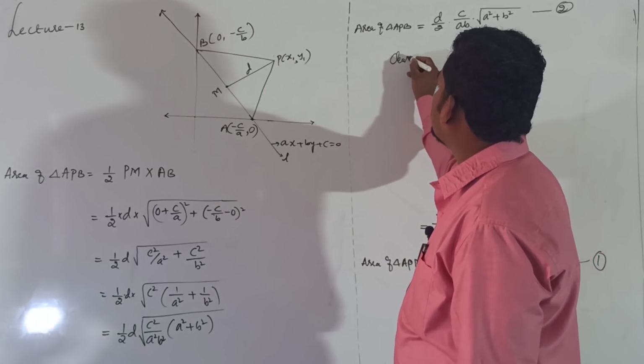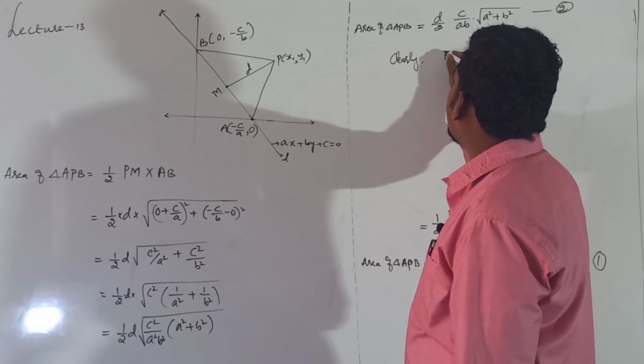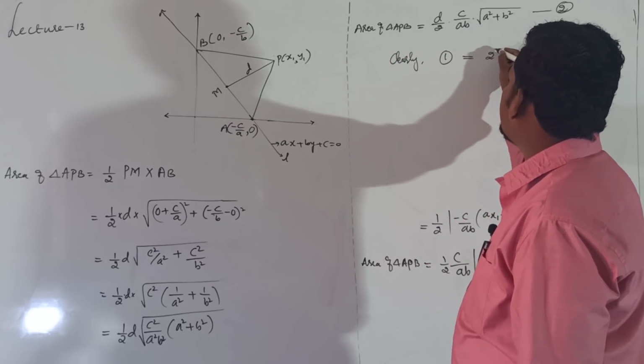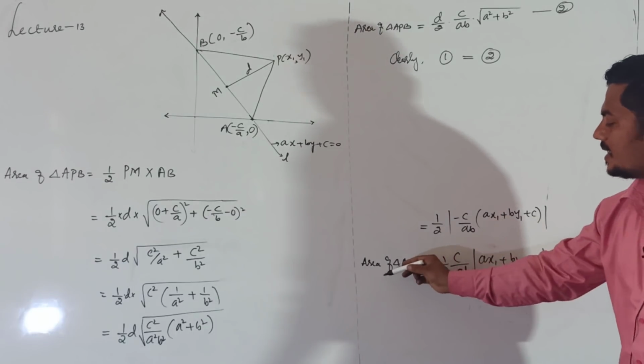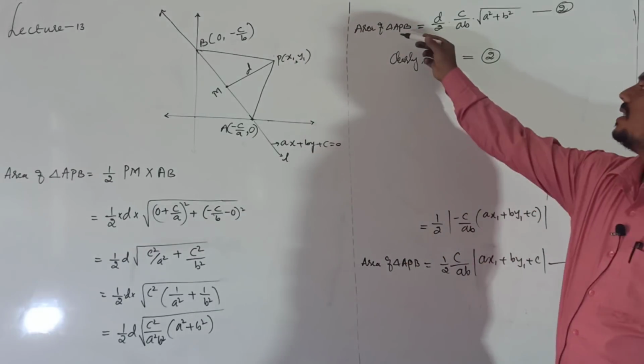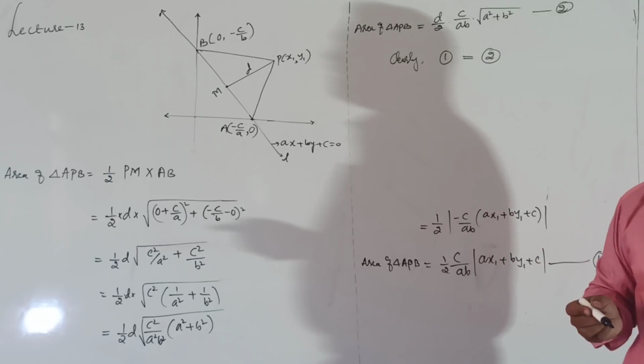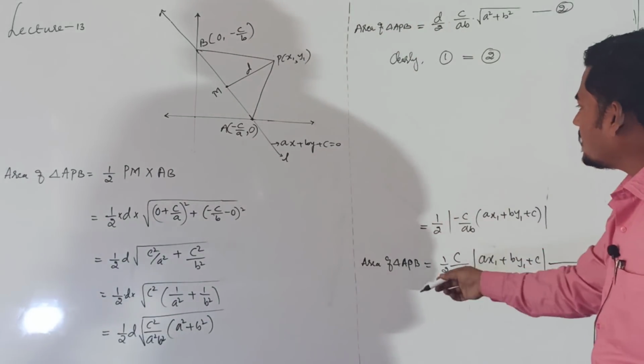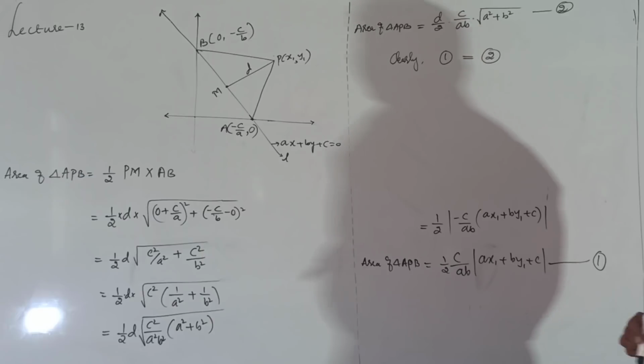Clearly, equation number 1 is equal to equation number 2, right? Because LHS, the area of the triangle APB, is the same, it means the LHS expressions are equal, so the RHS expressions are also equal.